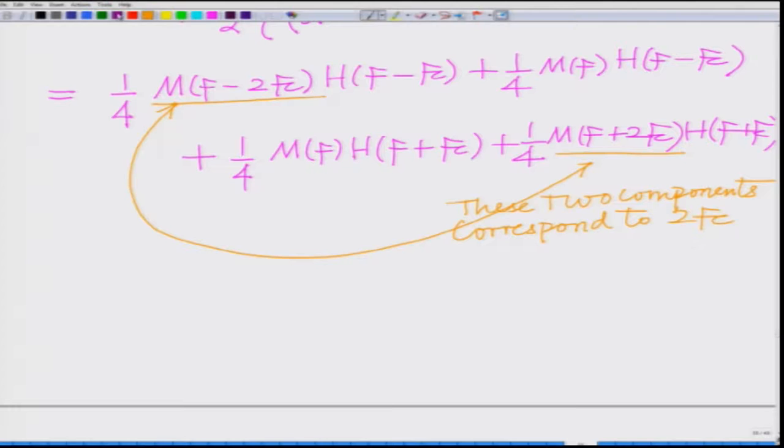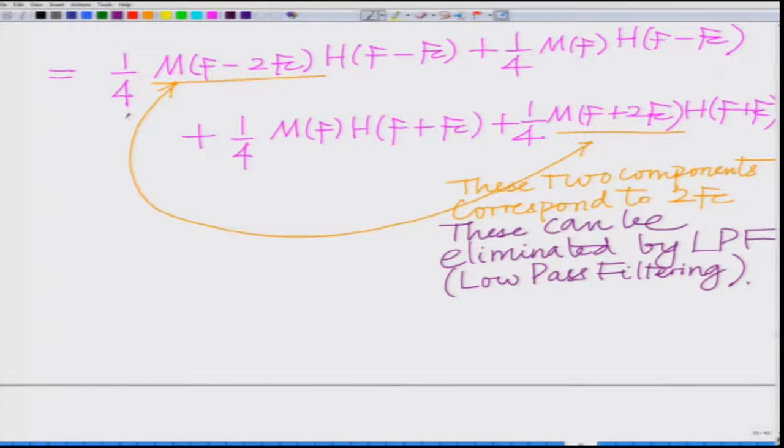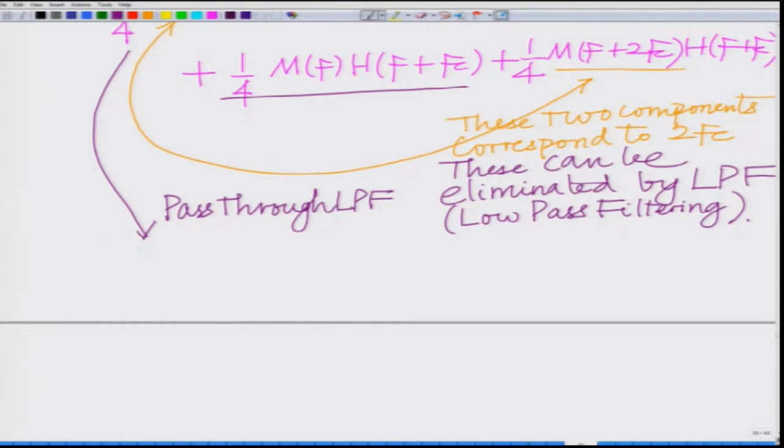So now we are going to low pass filter it. If we pass rt through the LPF, only these components remain: 1 by 4 Mf into Hf minus fc, and 1 by 4 Mf into Hf plus fc. Once you pass this through the LPF, let us say you get R tilde f, the output of the LPF.